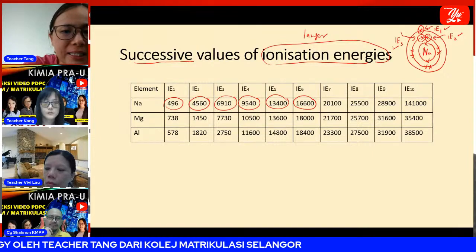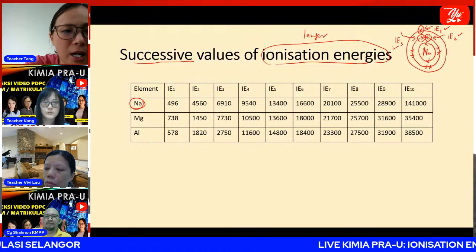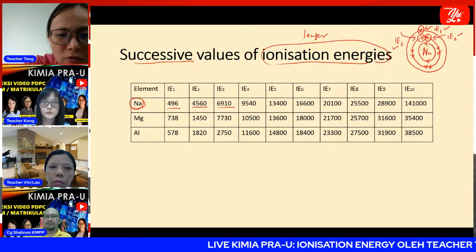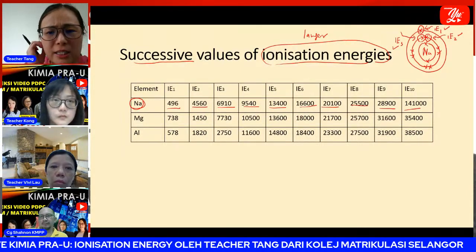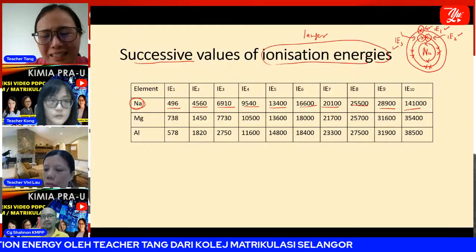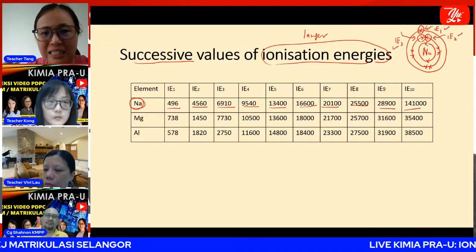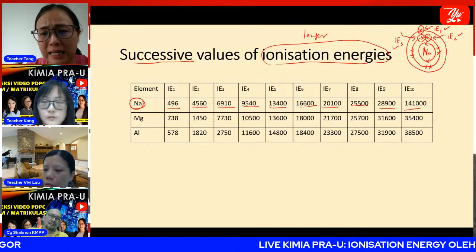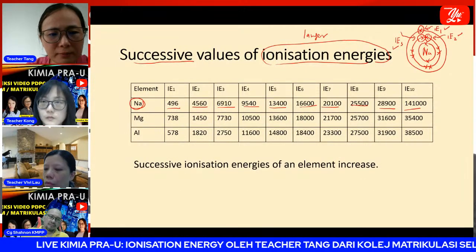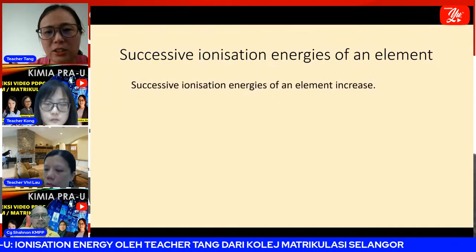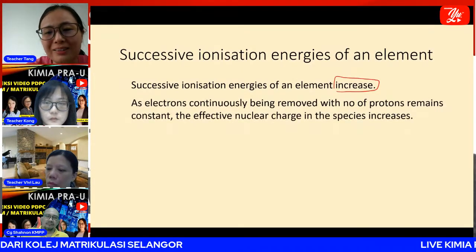We can see that for the sodium atom, the successive ionization energy value increases and becomes bigger. This means that it is getting harder to remove the next electron. So why is it getting harder to remove an electron? It is because the successive ionization energy of the element increases, meaning it is harder to remove the next electron.